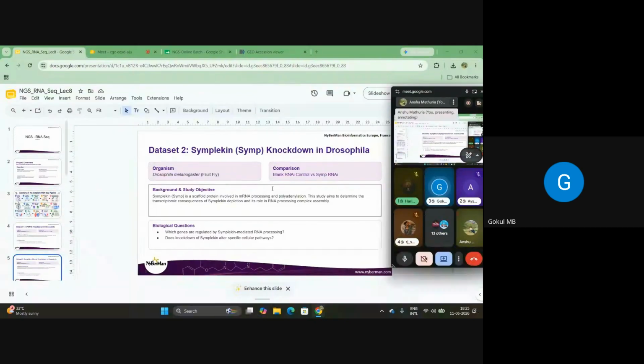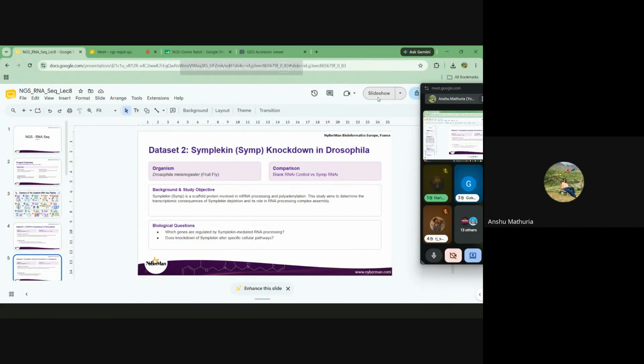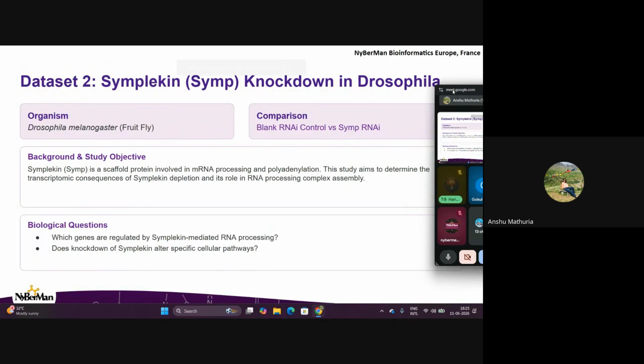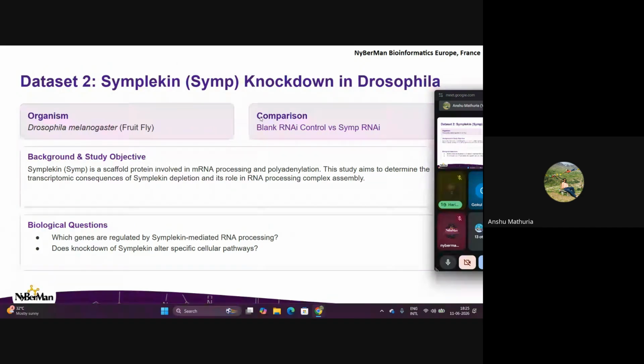Yes, ma'am. Okay. So in data set 2, what you are basically working on is Drosophila melanogaster. In this particular strain, SIMP, that is symplekin, which is acting as a scaffold protein, is absent. You are deleting that. So you have two samples. One is a blank control sample that has symplekin, and the other is the sample that has symplekin knockout. Now what is symplekin? Symplekin is a protein scaffold involved in mRNA processing and polyadenylation.